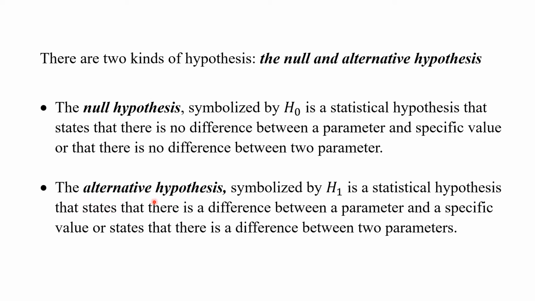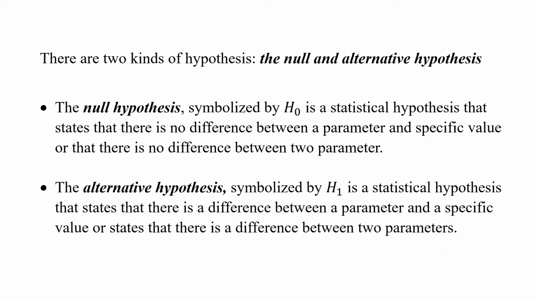Okay? The alternative hypothesis, ito naman yung kabaliktaran ni null hypothesis. It is symbolized by H sub 1. So, merong ibang reference na ang ginagamit nila is H sub A. Instead of 1, ginagamit nila is A. So, pwede rin naman yun. Okay, kahit alin dun sa dalawa, pwedeng gamitin as alternative hypothesis symbol. Okay, so it is a statistical hypothesis that states that there is a difference between a parameter and a specific value, or states that there is a difference between the two parameters.